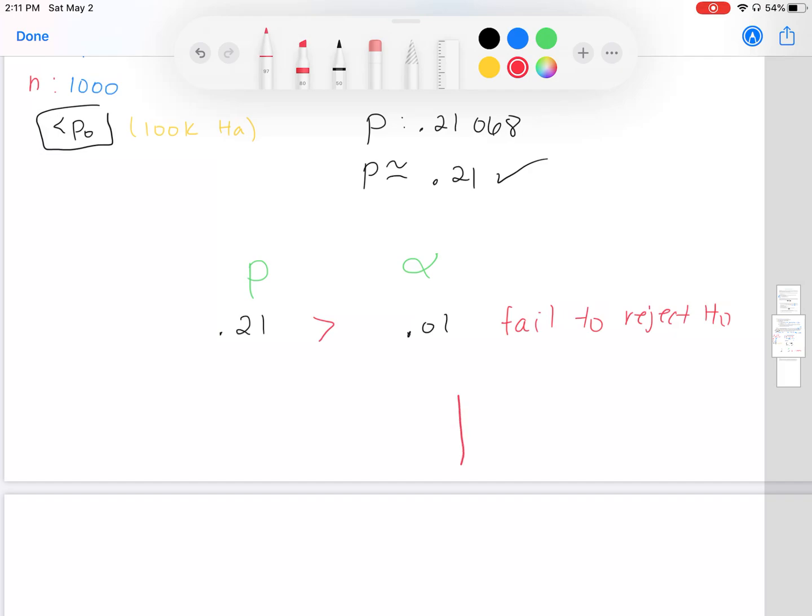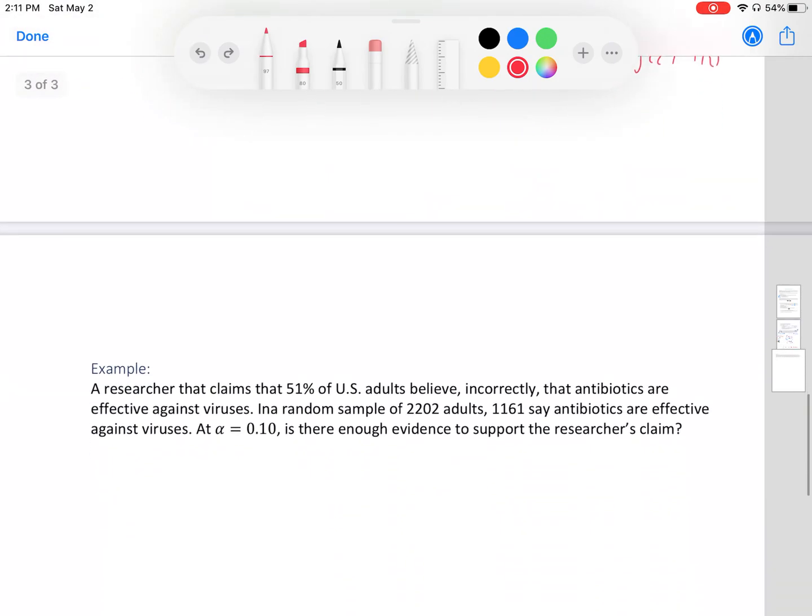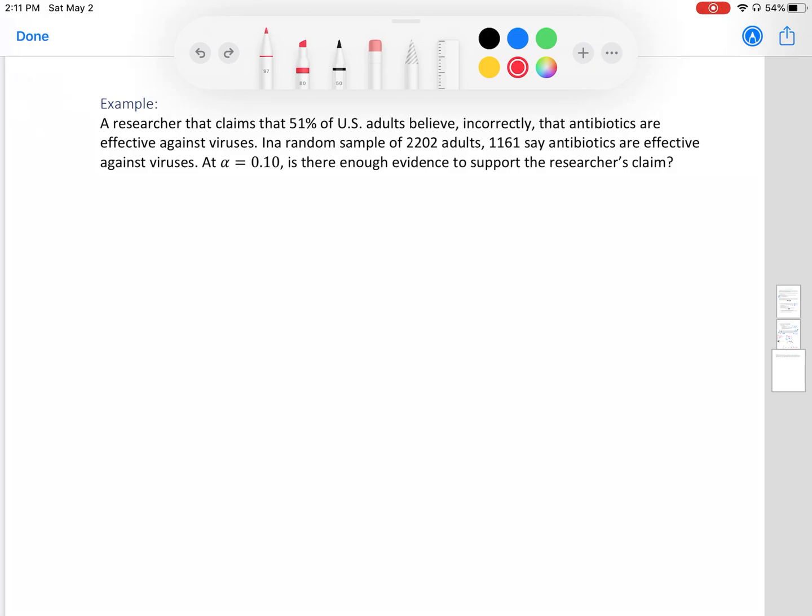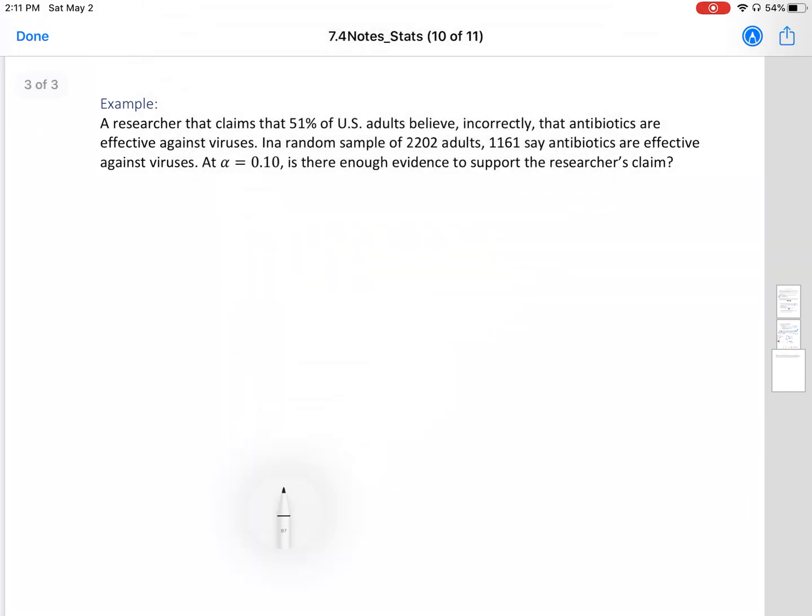Let's continue with our next example. A researcher claims that 51% of US adults believe incorrectly that antibiotics are effective against viruses. In a random sample of 2,202 adults, 1,161 say antibiotics are effective against viruses. At alpha equals 0.10, is there enough evidence to support the researcher's claim?